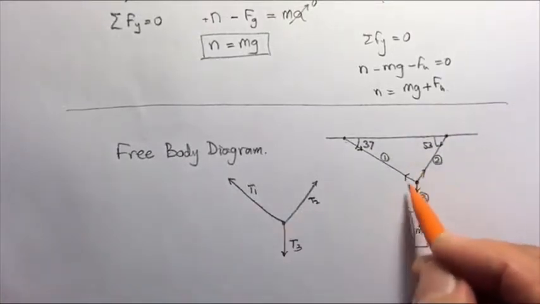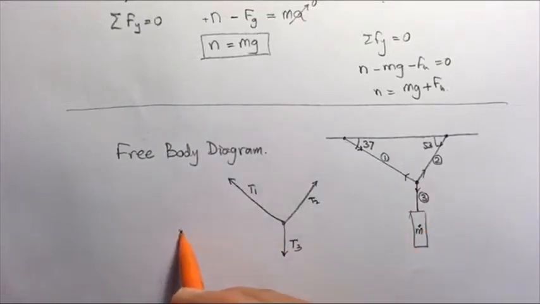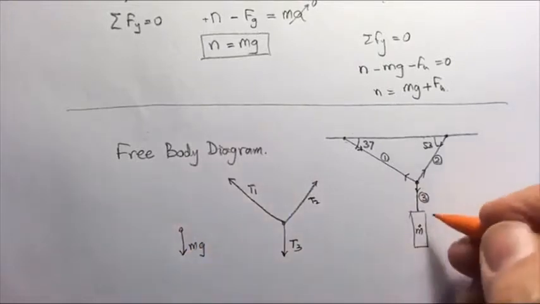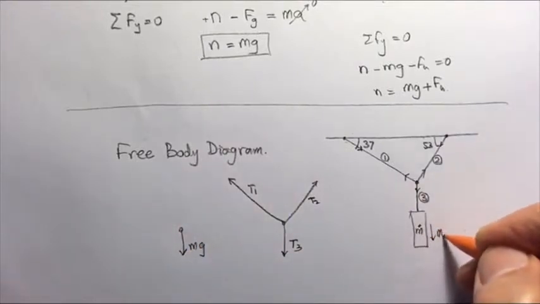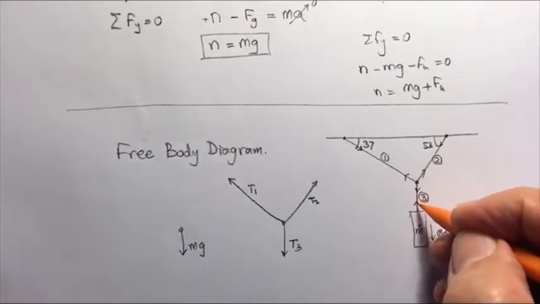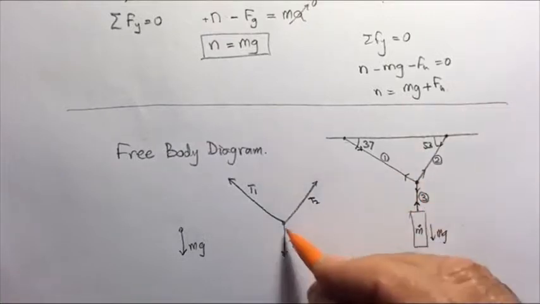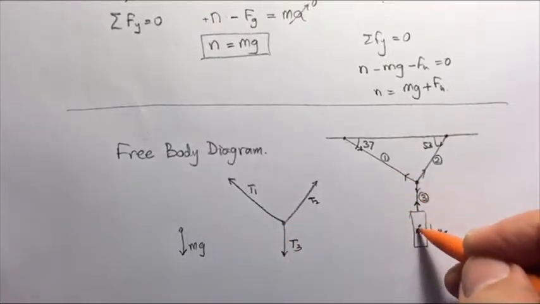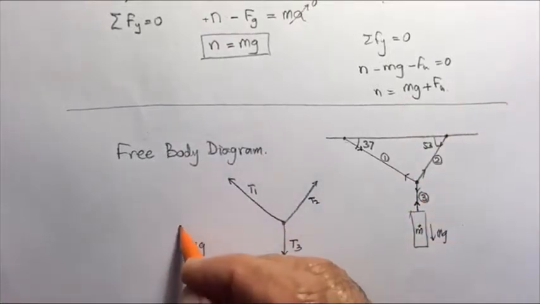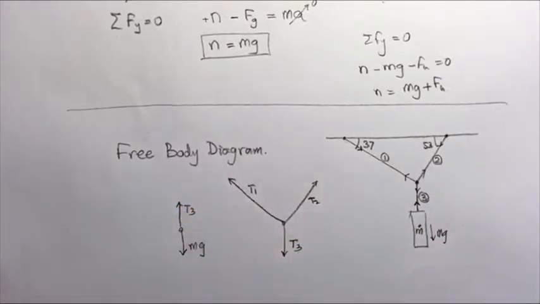So this is one figure, and the other is for the mass. So this mass has an mg pulling downwards, and this tension T3 is pulling the mass upwards. So T3 is pulling this knot downwards, and T3 is pulling this mass upwards. And the value of T3 and T3 is the same in magnitude.